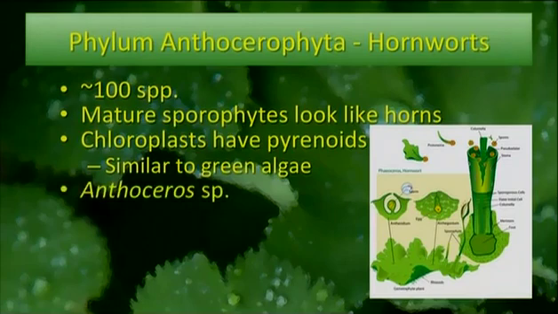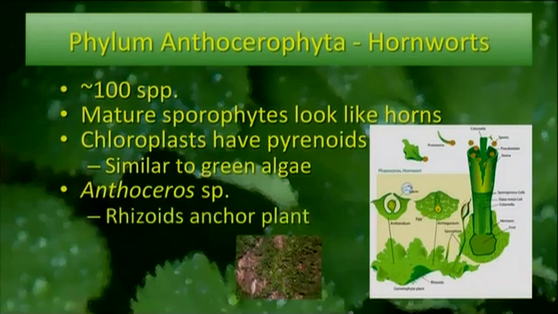So we have the Anthoceros species. So rhizoids, which are not true roots, help to anchor the plant into whatever medium it finds itself in. Another thing rhizoids do is they actually absorb water. So that's kind of the structure.